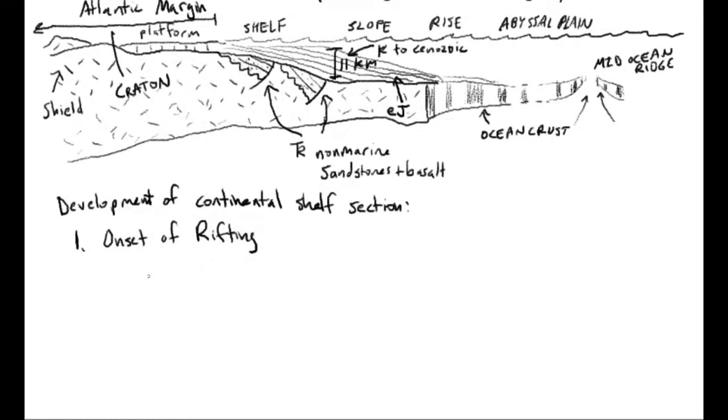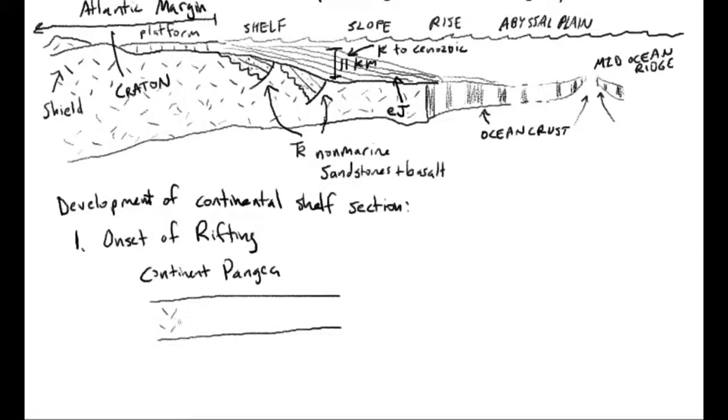So we start with the continent. In this case, it was supercontinent Pangaea. And we've got continental crust, so it's just going to be crust, a lot of it potentially above sea level, at least the top part of it. So this is our symbol for sort of granite. And it's being pulled apart.